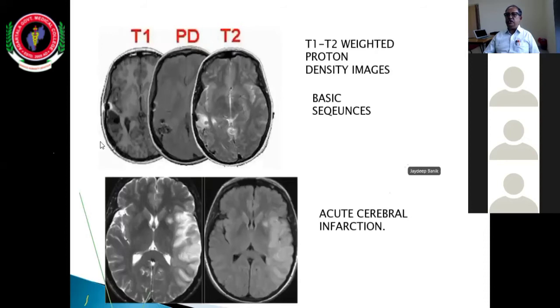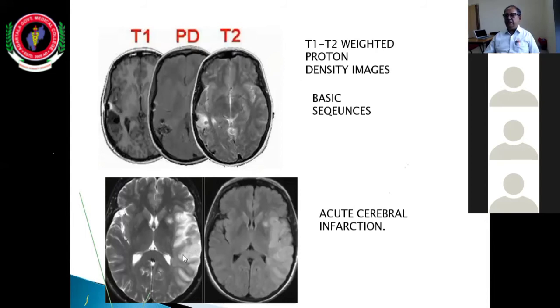Now I want to show a few images of the MRI. These are the basic images: T1, T2, and PD. T1 shows hypointense areas. There is a hyperintense area in T2, and this is the intermediate signal intensity in the PD, proton density.